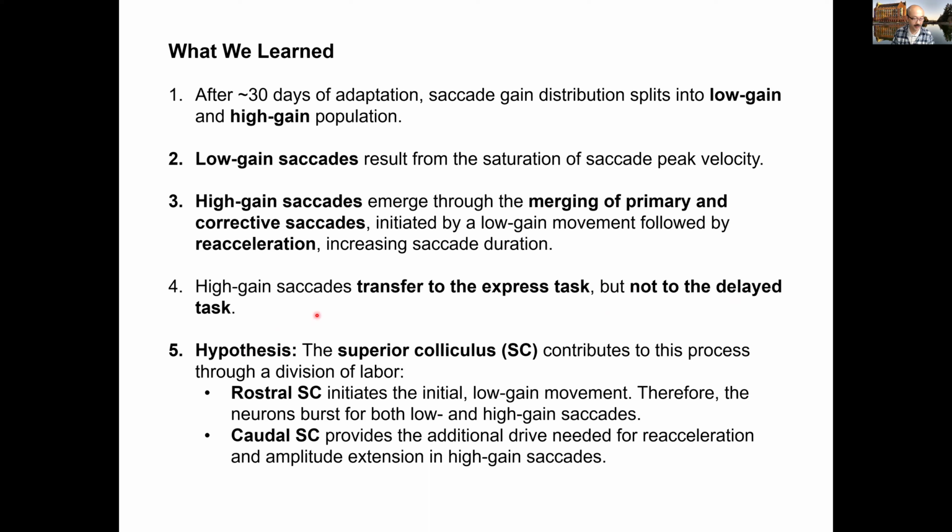So our hypothesis here is that the superior colliculus contributes to this process through a division of labor. The rostral side initiates the low gain movement, and therefore the neurons should burst for both low and high gain saccades. The caudal superior colliculus provides additional drive for reacceleration during high gain saccades. So we expect that the activity is much higher for high gain saccades, and maybe no or very little activity for low gain saccades.